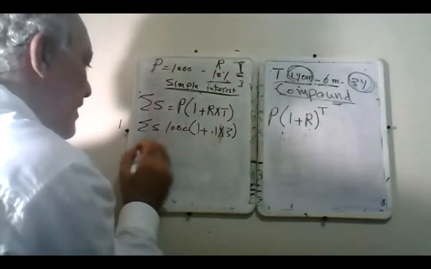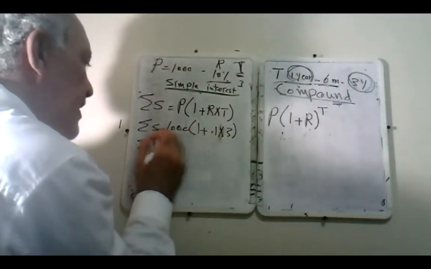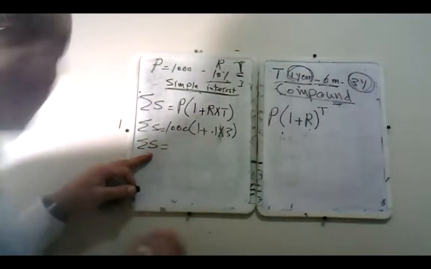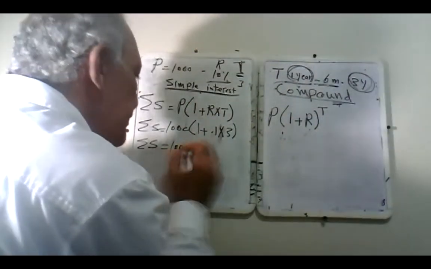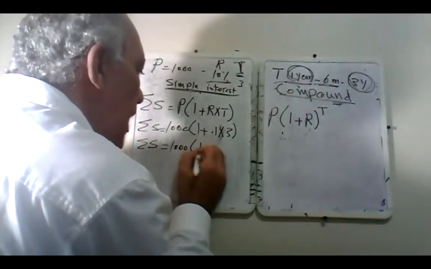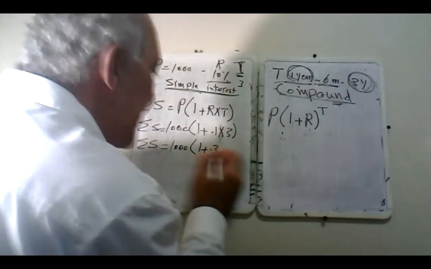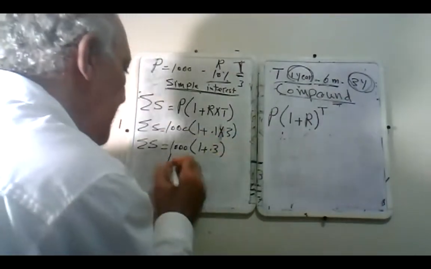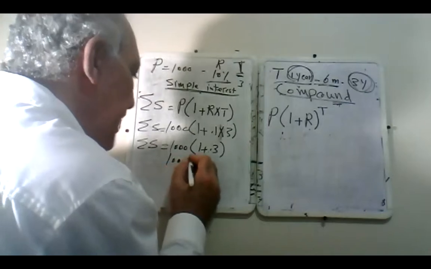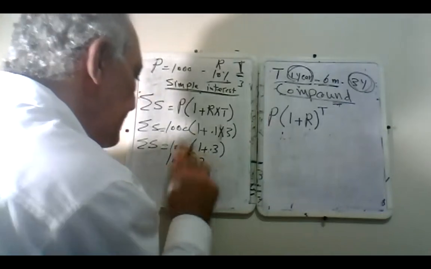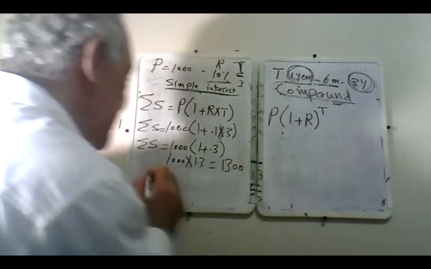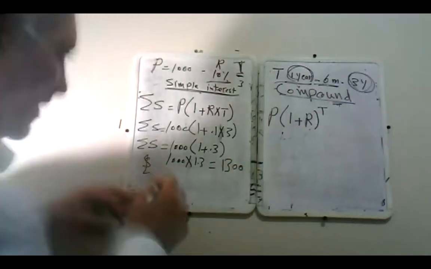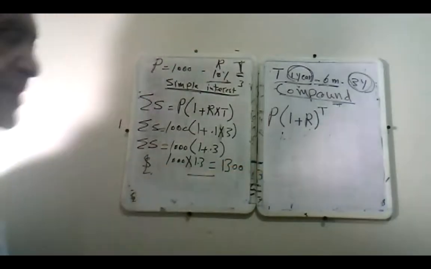Perfect. Then the sum future, S means sum future, the value in the future, will be $1,000 multiplied by 1 plus 0.3, because 0.1 times 3 is 0.3. It will be $1,000 multiplied by 1.3. That will come to $1,300. At the end, it will be like this.